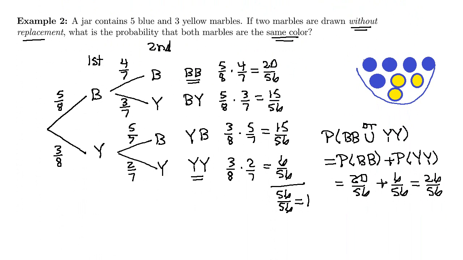However, in the second example, if you drew blue on the first, then probability of blue on the second was 4/7. If you drew yellow first, though, then the probability was 5/7. And same thing with yellow. It started out as 3/8. If you drew blue and then yellow, probability of yellow went to 3/7. If you drew a yellow first, then it went to 2/7. So that probability changed depending on what happened previously. When you have a probability that depends on previous events, that's called a conditional probability.